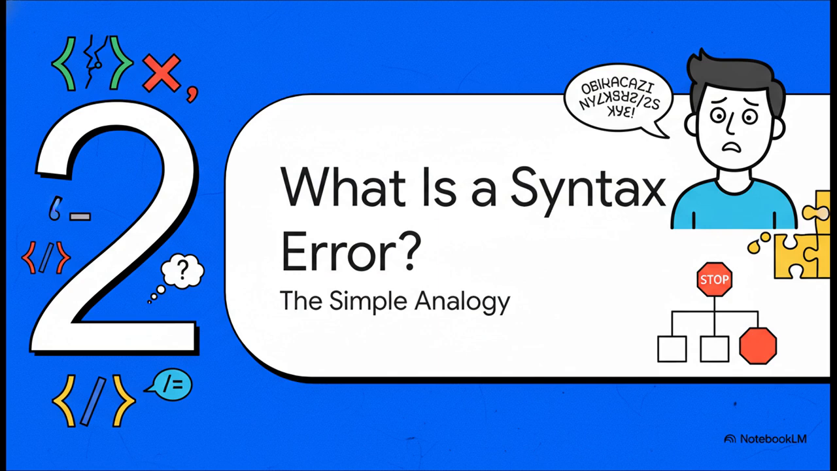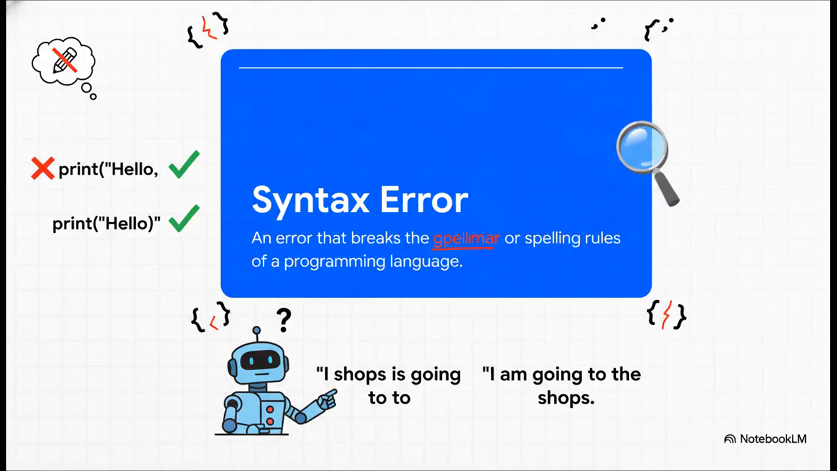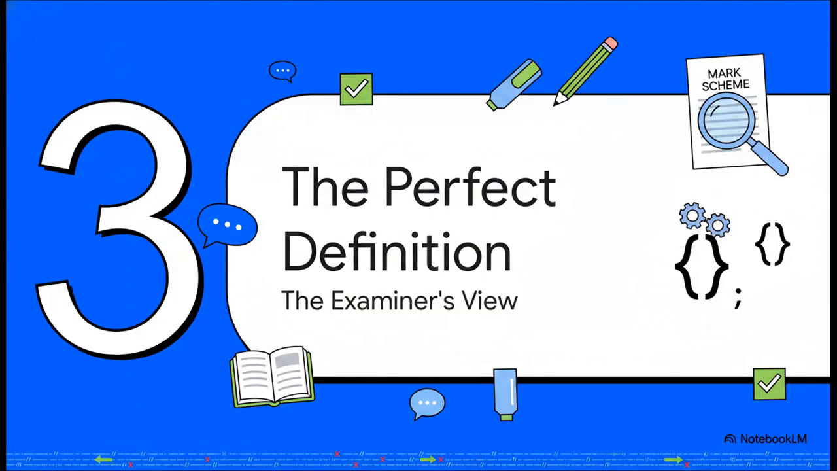Okay, first things first. Let's make sure we're all on the same page. What even is a syntax error? Let's forget all the technical jargon for a second and think about this in a much simpler way. Imagine if you wrote a sentence in English like, "I shops is going to thee." It just breaks the rules of English grammar, doesn't it? It's total nonsense. Well, that's exactly how a computer feels when you misspell a command or forget a bracket. It doesn't understand because you've broken the language's grammar. It's syntax.